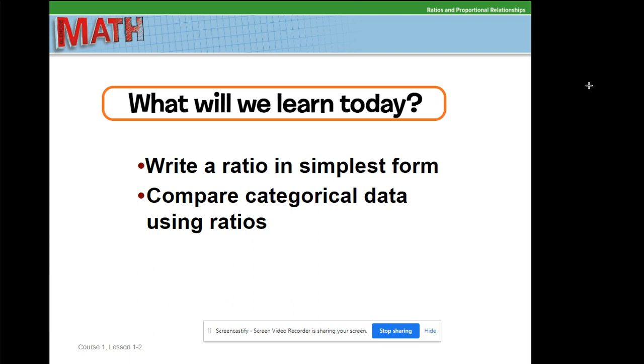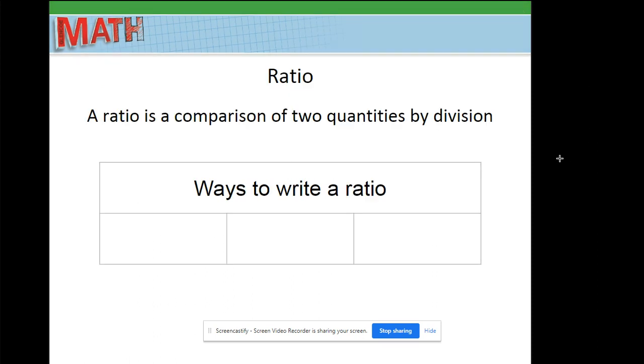All right, today we're going to be learning about how to write a ratio in simplest form, fractions, and compare chronological data using ratios. Okay, so the reason why we did fractions before we started doing chapter 1 is because you need to learn how to simplify everything, and that is why we did fractions before we did ratios.